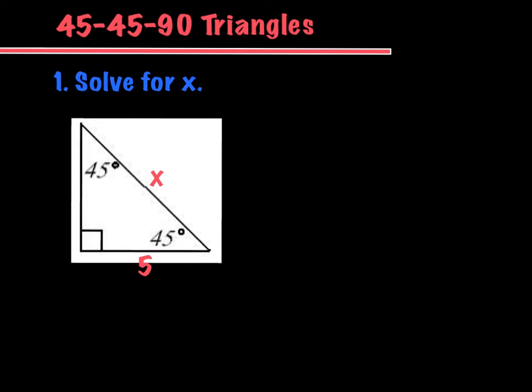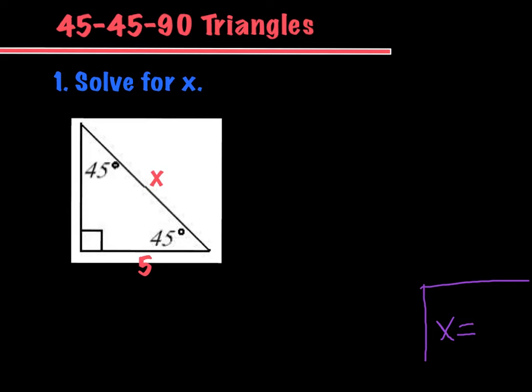Take a look at problem 1. We have to solve for x. So we have this 45, 45, 90 triangle, and we are missing the hypotenuse. So we need to find x. Let's put a spot over here for our answer. X equals. Now remember that template that you just wrote in your vocab section? Well, that's going to come into play right now.